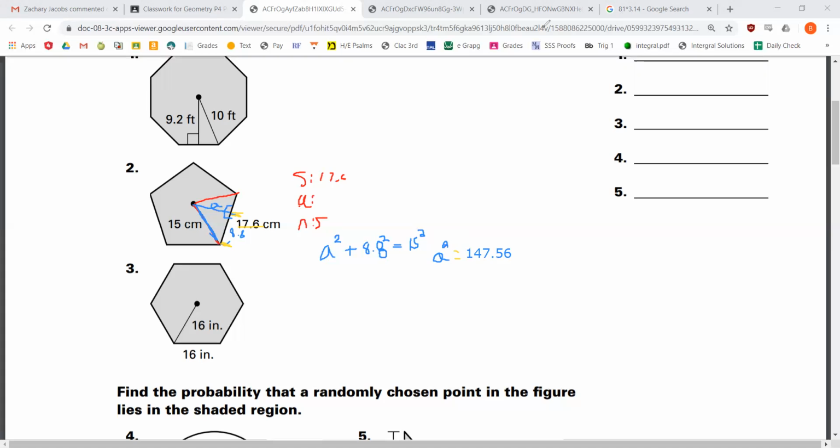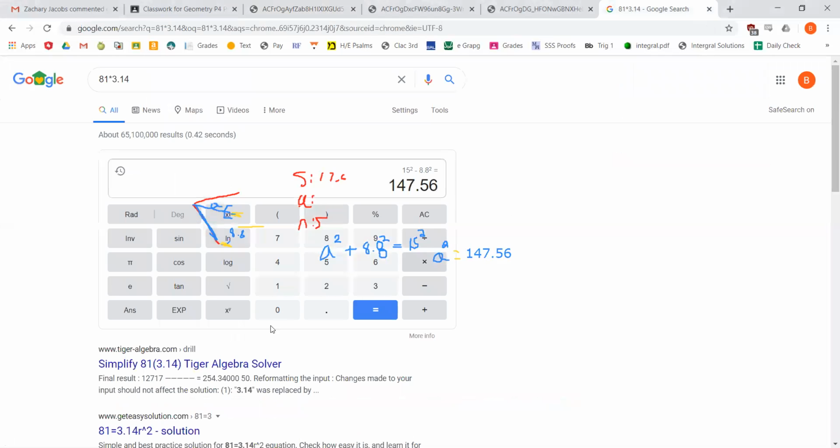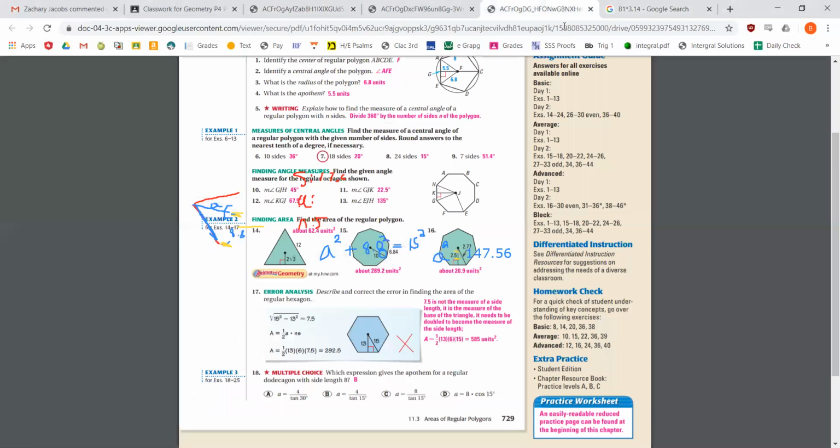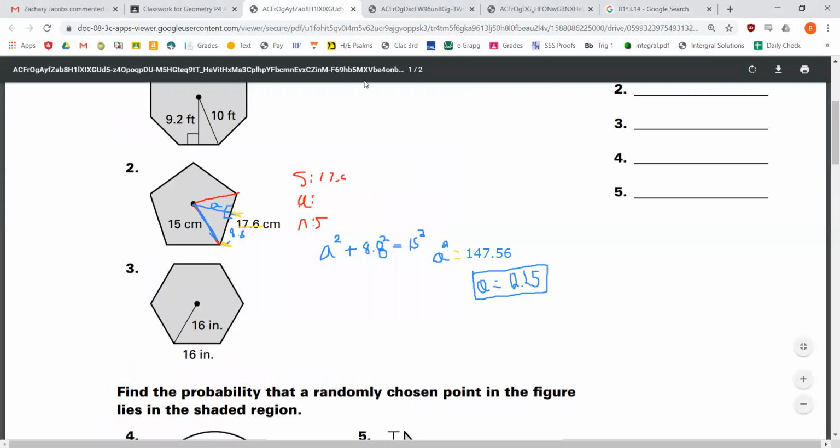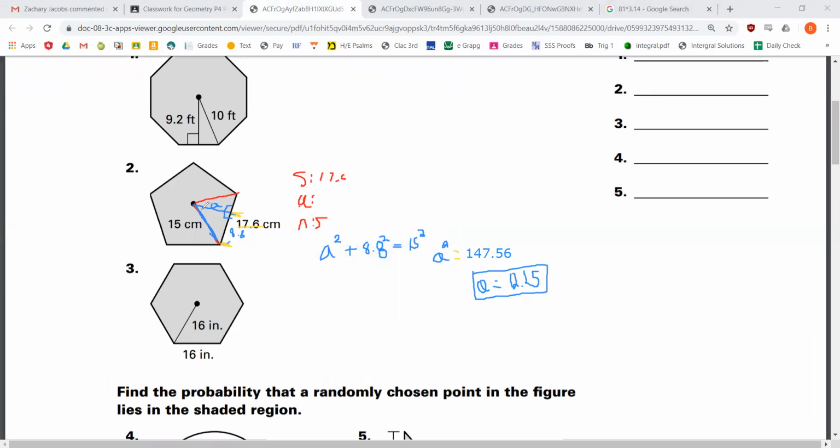And then we're just going to square root both sides. So I'll take my calculator again. So square root that number, and I get 12.15. I rounded to 12.15. So I'll write it here. So a equals 12.15. And you have to multiply that by 2? No, not this one, because this one, you just get the whole line. Oh, so that's the apothem? So that's just straight the apothem. Okay? So that right here is straight the apothem.